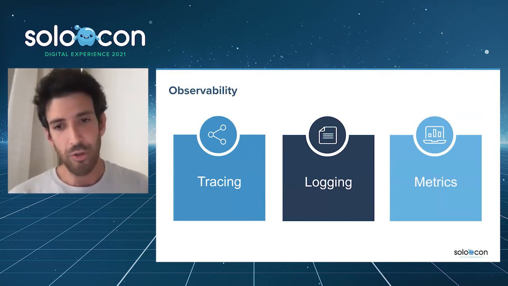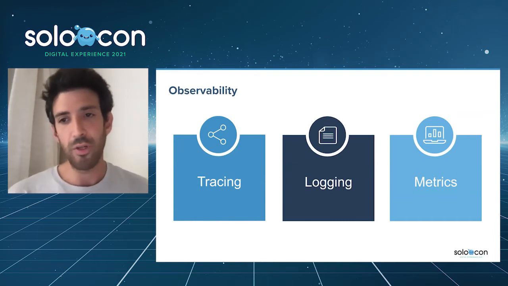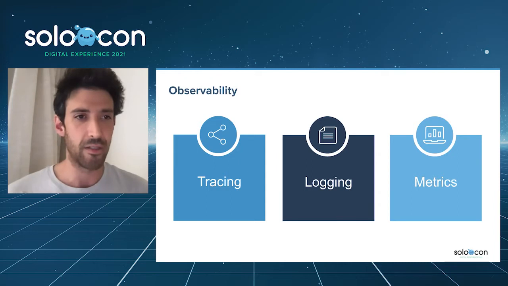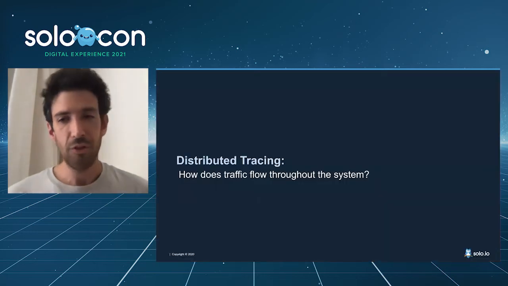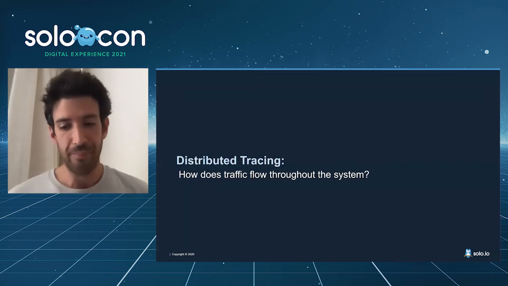In the microservice world, we talk about three different types of data, different types of telemetry. We have tracing, logging, and metrics. And we'll go into each one of them and explain how they work and how they help understand the microservice stack. So first up is tracing. How does traffic flow through our system?